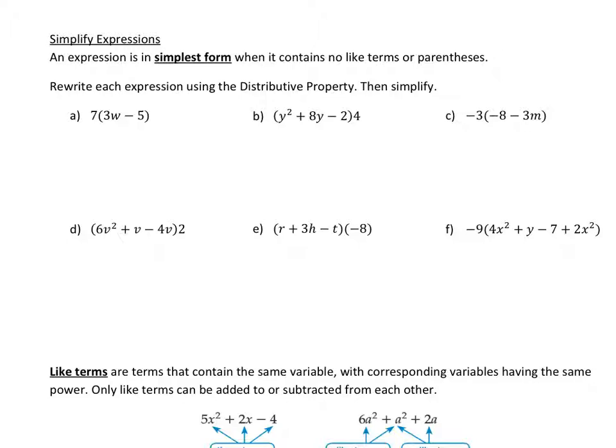Simplify expressions. An expression is in simplest form when it contains no like terms or parentheses. Rewrite each expression using the distributive property, then simplify. So we're going to do a little bit like what we did on the front of the page. However, now we're putting variables in there. So let's take a look and see what happens.